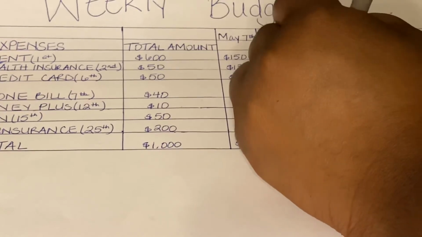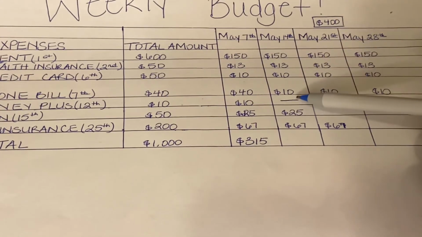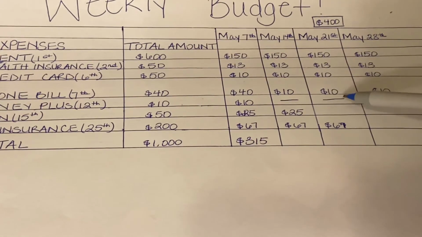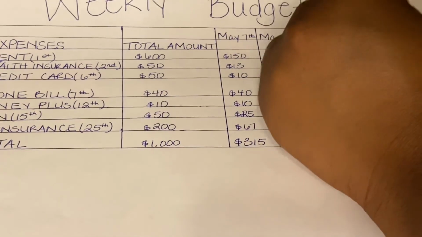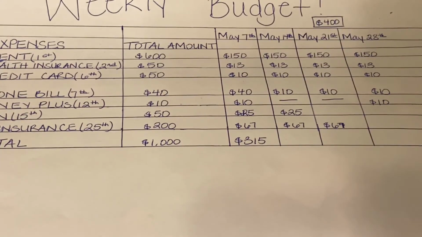Personally, anyway, I wouldn't take out any money on the 14th and the 21st of May, I would wait until the 28th and take out $10, but it's completely up to you.